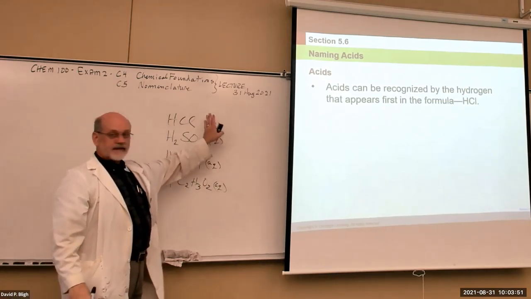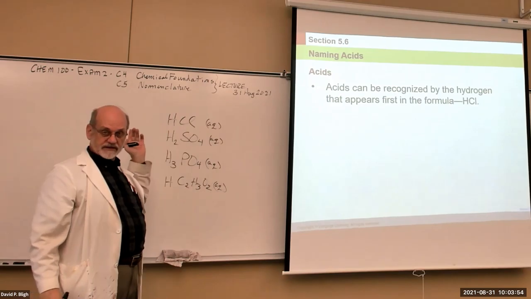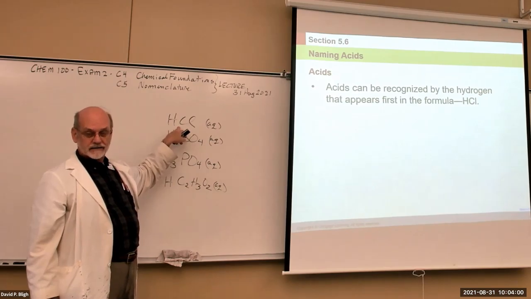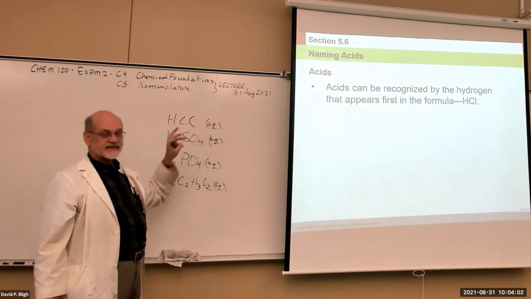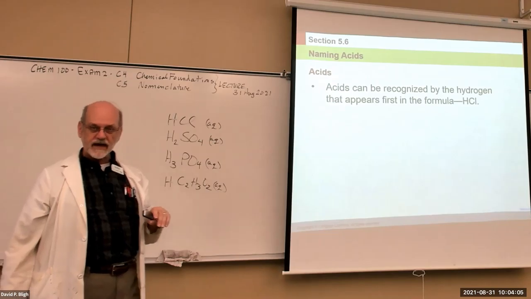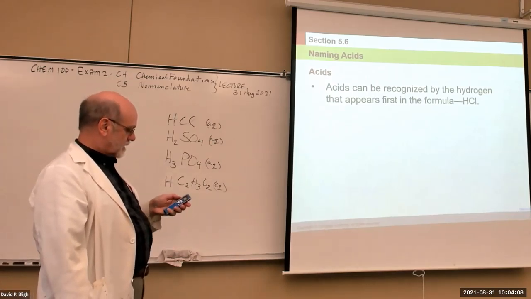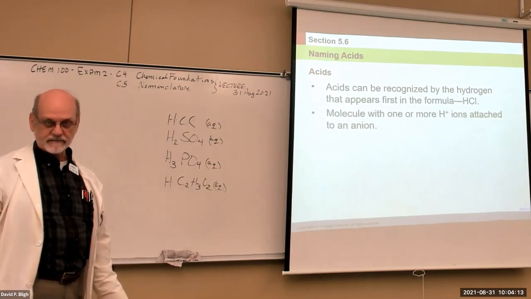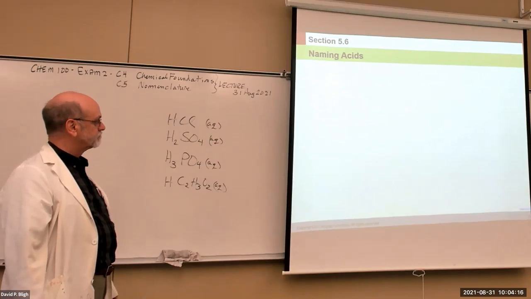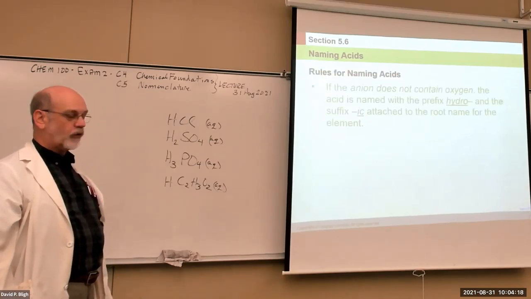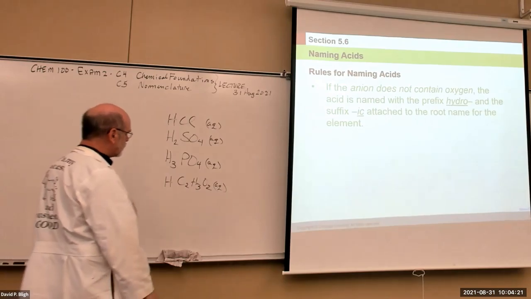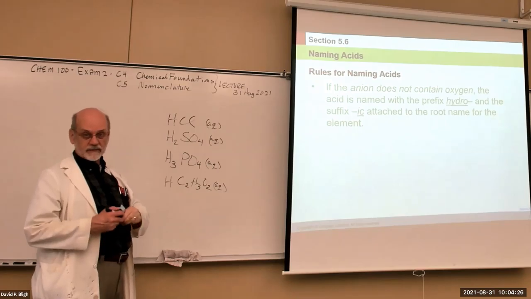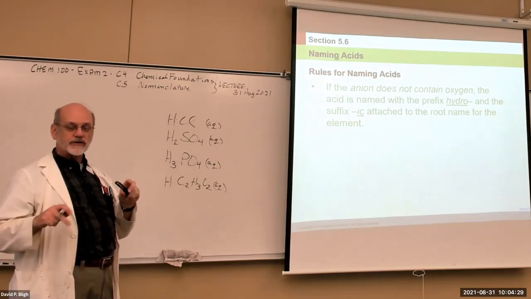If they're not, then you would name them by the type 1, type 2, type 3 rules, right? This would be hydrogen chloride. But if we make an acid out of it, then it would be hydrochloric acid. All right, first you have to identify the molecule is an acid. It leads off with a hydrogen. Then you look for oxygen. If there's oxygen in the molecule, you name it one way. If there's no oxygen, you name it another way. With no oxygen, you always start the name with hydro.